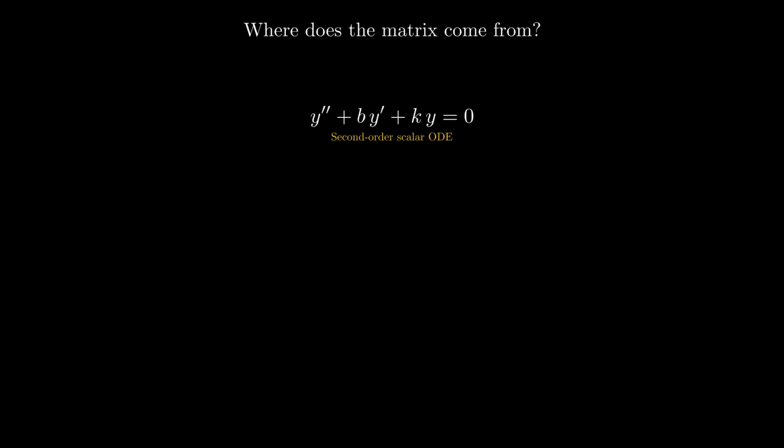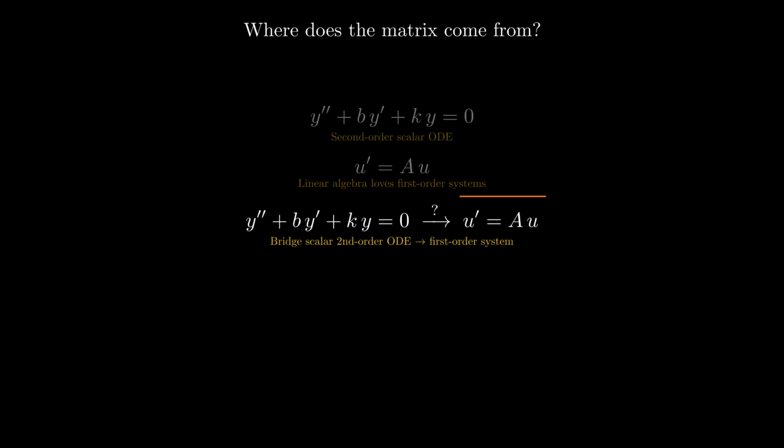We start with the second-order equation, y'' + by' + ky = 0. Linear algebra handles first-order systems beautifully, matrices times vectors. But this equation has a second derivative in it. Our goal is to force this single scalar equation into the shape u' = Au, where u is a vector and A is a constant matrix.